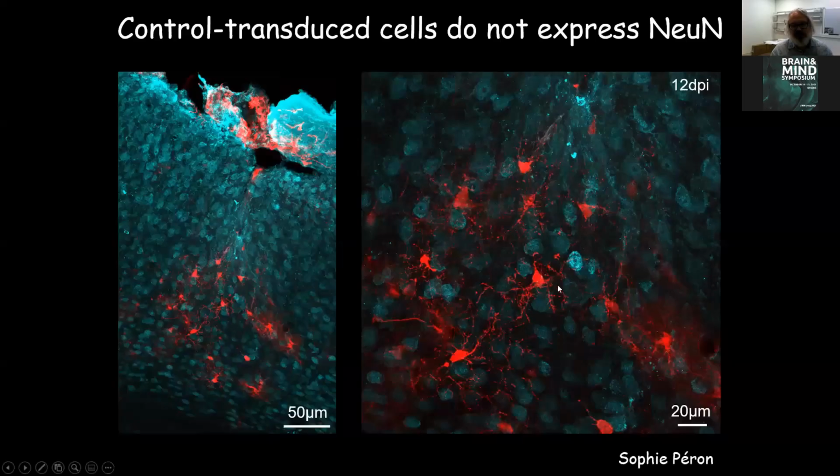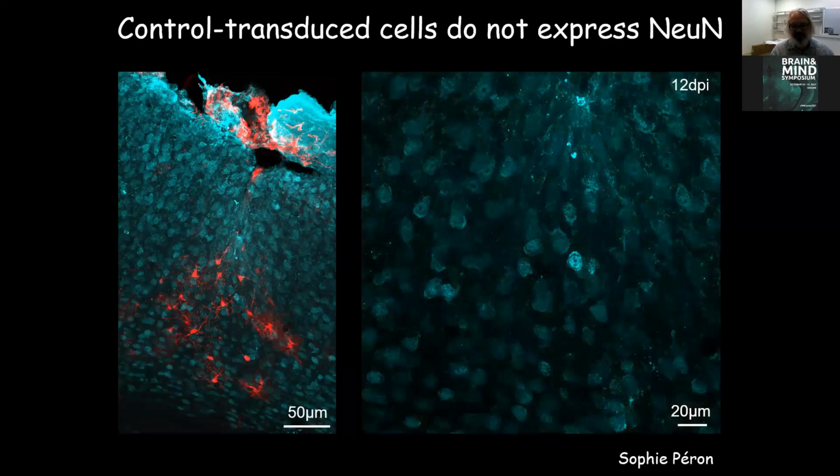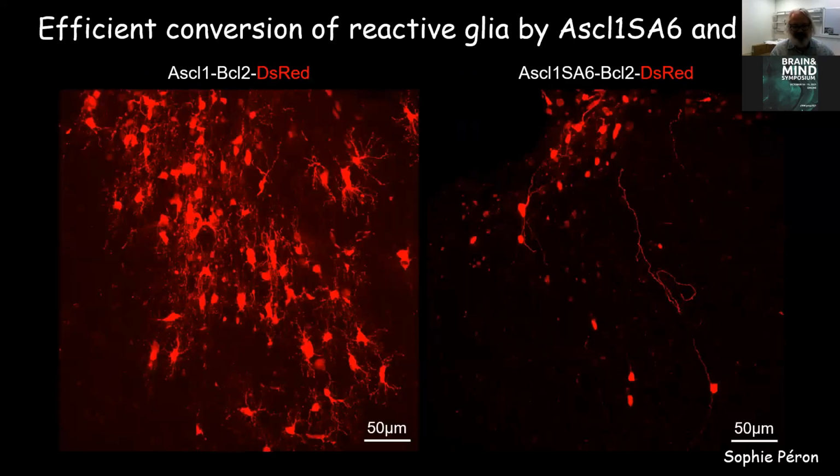And when we inject the control virus, we see that there are cells that can be transduced indeed, and many of these cells, or the majority of these cells, clearly exhibit endogenous glial morphologies and do not express any NeuN, which would be indicative of a neuronal identity. Now, here the difference between the wild type and the mutant ASCL1 is even more clear. So here you see what happens when we overexpress a wild type ASCL1 together with BCL2, and here you see what happens when we overexpress the mutant ASCL1.